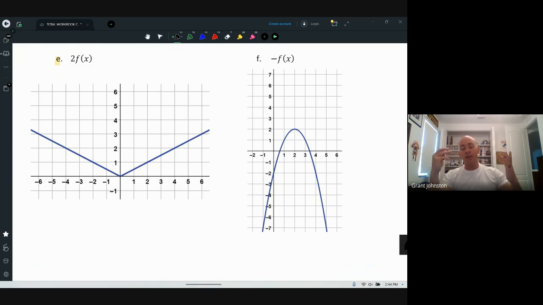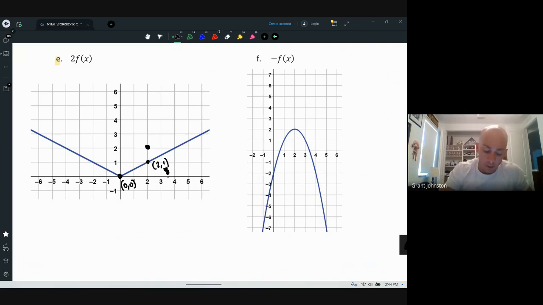So the way I like to think of it is this point's going to stay 0, 0, because if I multiply the y value 0 times 2, it's still going to be 0. This point, though, 2, 1, if I multiply the y value by 2, this point at 2 is no longer going to be at 1. It's going to be at 2. Because 1 times 2 is 2.